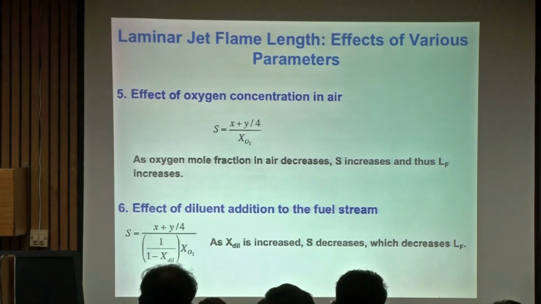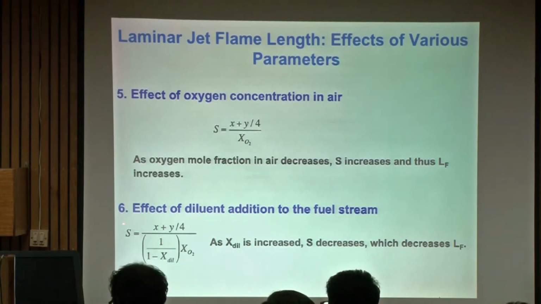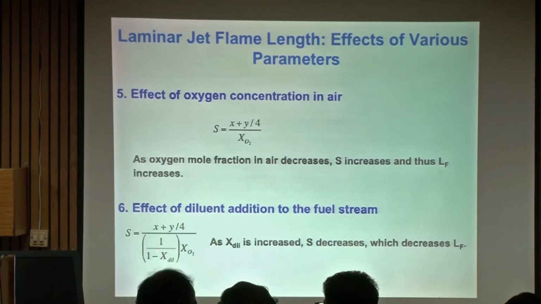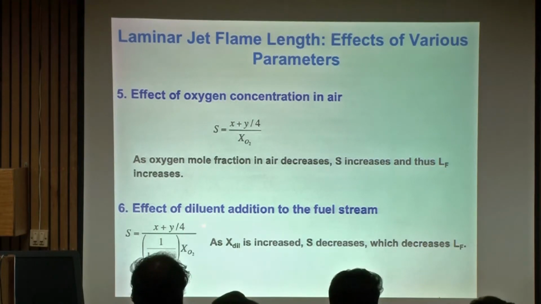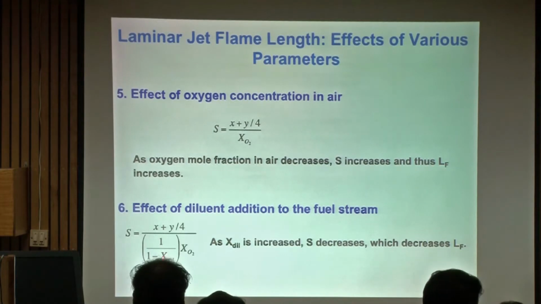So that's another practical way: you add some diluent in the fuel stream, and that will decrease the flame length. And you can include that effect in the equation for S, because basically it goes in the numerator, which becomes 1 minus x dilution. And this is in terms of fraction, 0.1, 0.2, 0.3, whatever value.